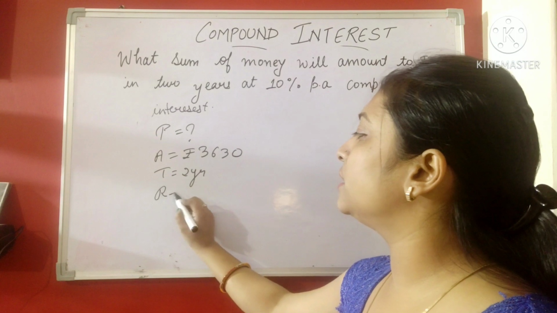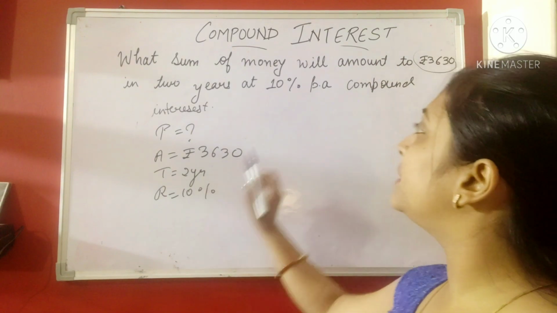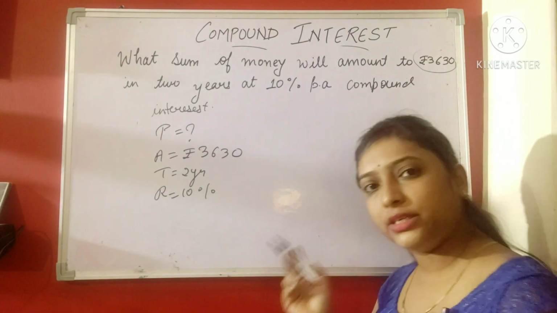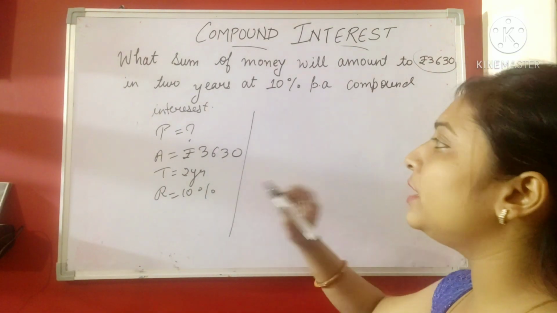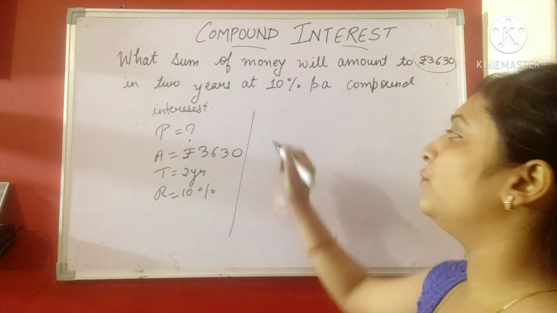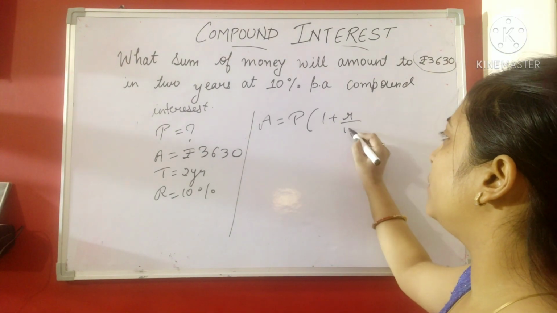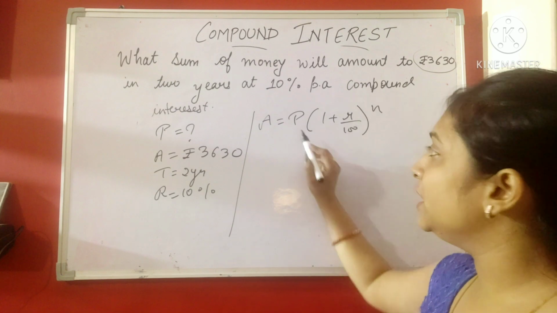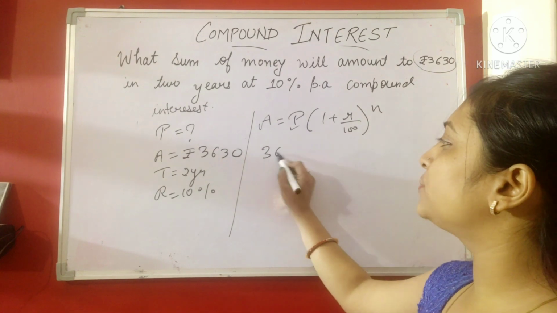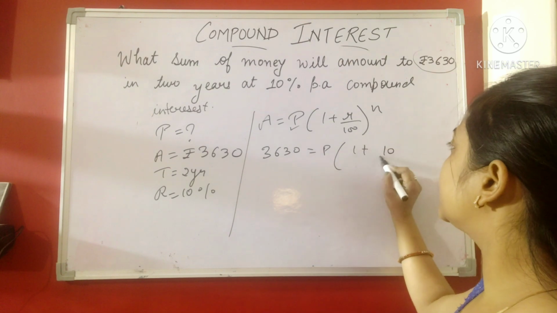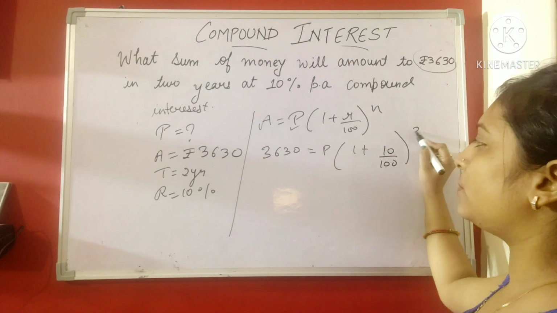At 10%, that means rate is 10% per annum compound interest, right? Simply we will have to apply the formula and solve for P. Again, we know this formula, 1 plus R by 100 raised to the power n. This is unknown. Let us substitute the value. We will get everything then. It's 10 upon 100 raised to the power 2.